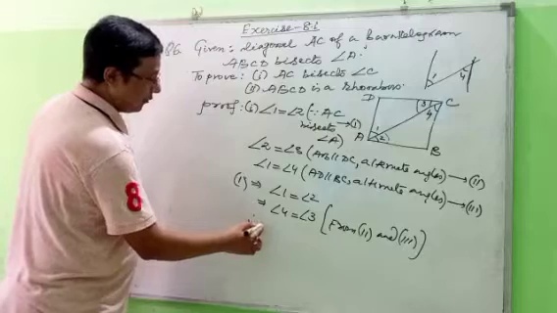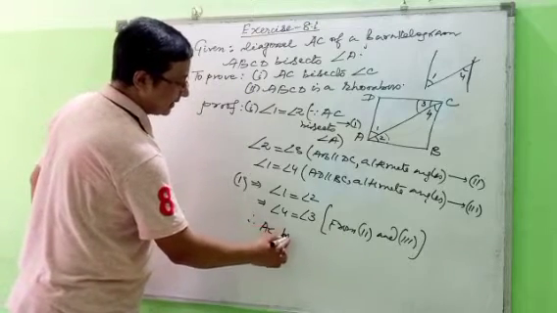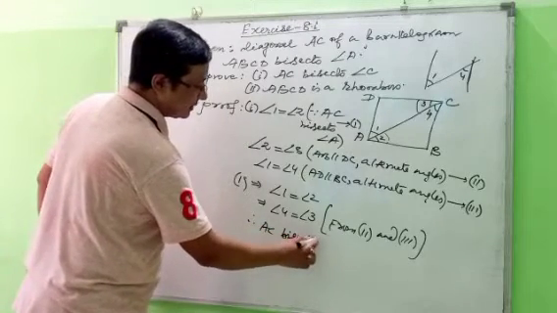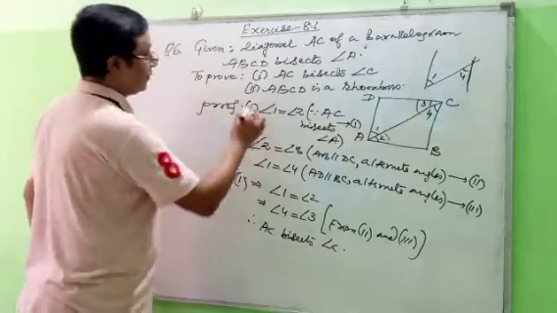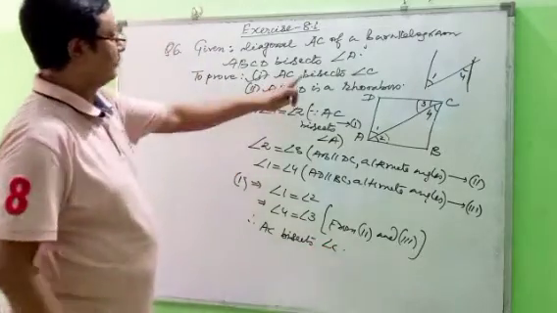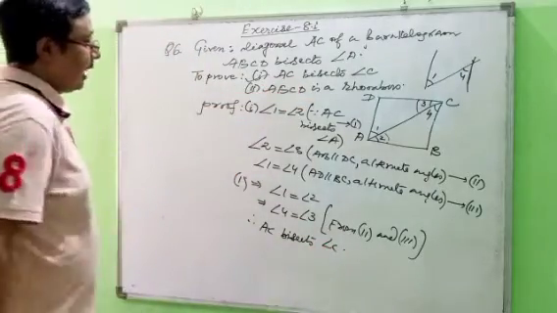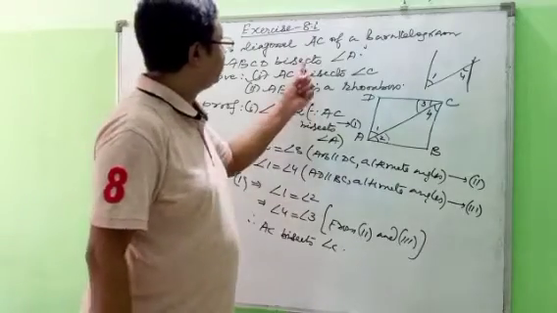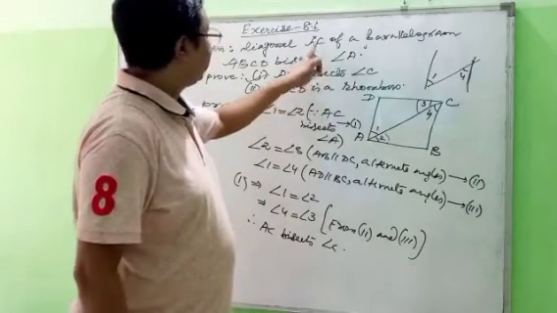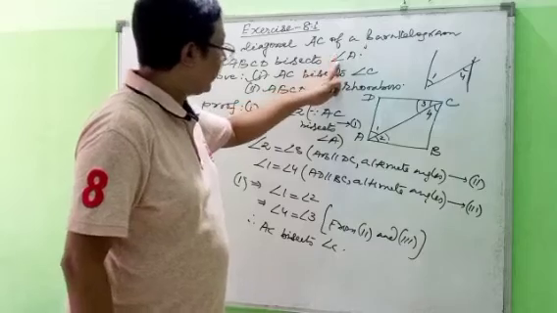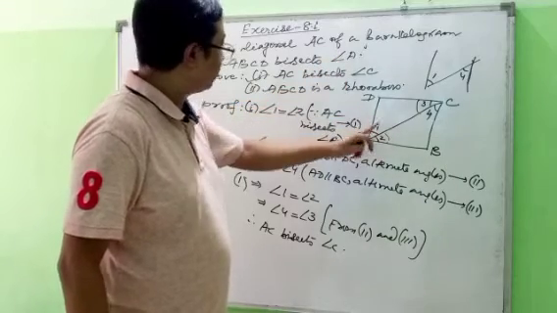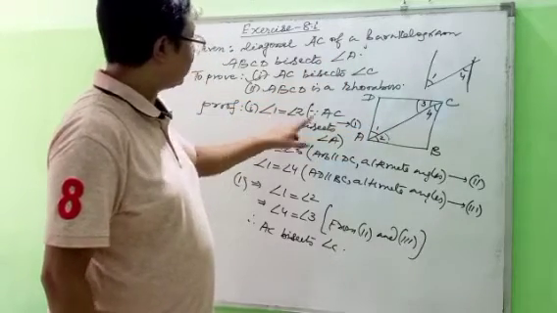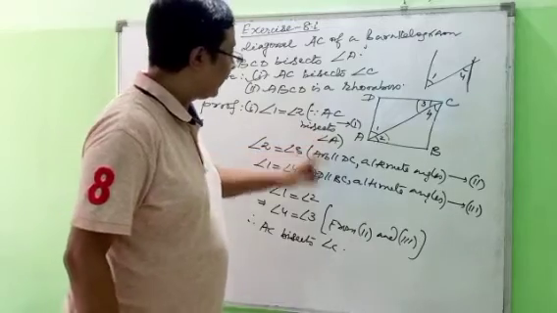So therefore AC bisects angle C. So you have proved the first one. So how have you proved that? They have given that the diagonal AC bisects angle A. So here 1 and 2 are equal, since AC bisects angle A.